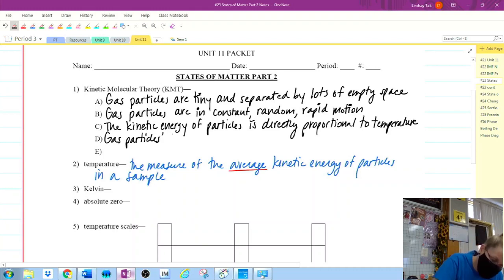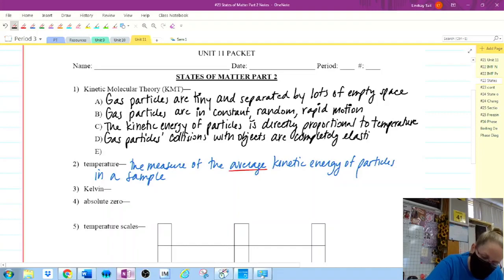Gas particles' collisions with objects. They are completely elastic. Completely elastic. E-L-A-S-T-I-C, like a rubber band, elastic.